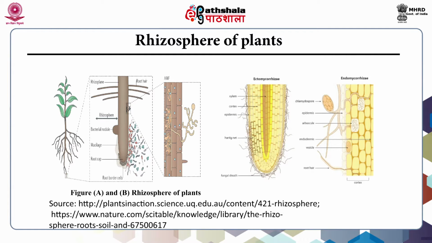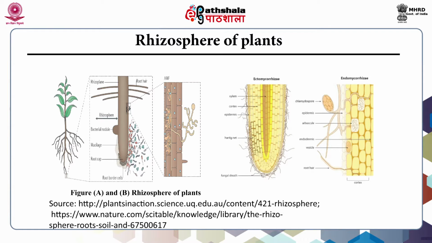This figure shows the rhizosphere region of the roots. On the left hand side, you can see a lot of bacteria, fungi and other microorganisms which are colonizing the root region, and you can see some secretions like mucilage which is shown there. The bacterial nodule: once bacteria enter the root system, certain bacteria possess the potential to form a root nodule on the root.